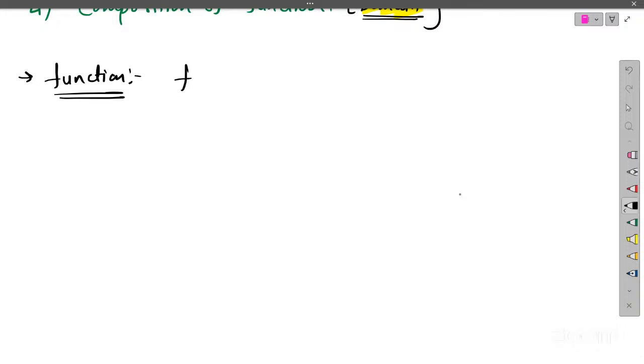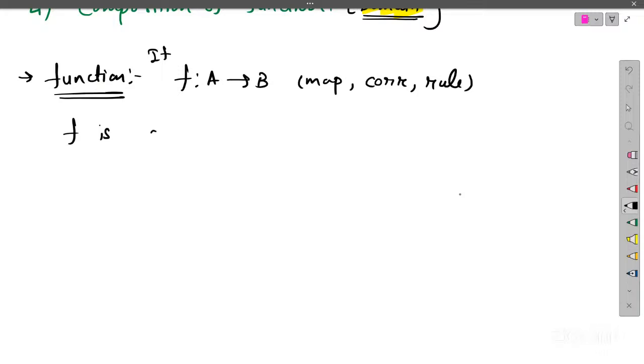So we know what a function is. A function is a map from a set to another set which satisfies two conditions. Those two conditions are that every element of your domain should get mapped to some element, and that element should be unique. If f is a map, or a correspondence or a rule, from a set A to a set B, then we say that f is a function if it satisfies two conditions.